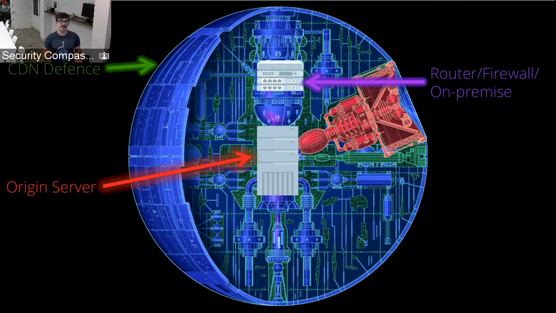So we can consider the Death Star a lot like an actually common infrastructure, where at the very core of it you have your origin server serving your applications. Along the way you have routers, firewalls, on-premise devices, maybe even load balancers. And at the very outer layer defense is where you have your content delivery network that's serving static content and absorbing most of an attack, if there is one on your infrastructure, for the most part.